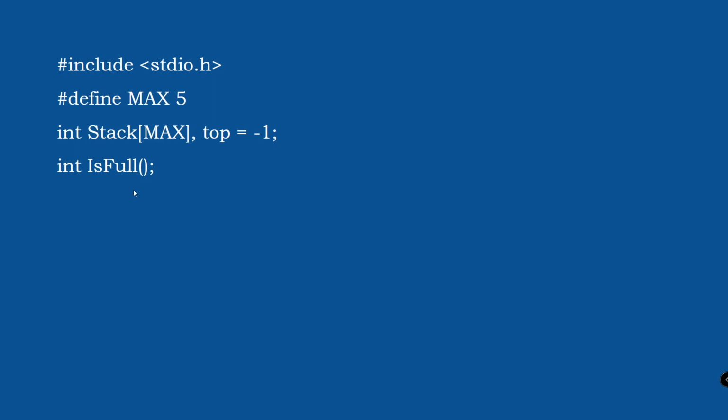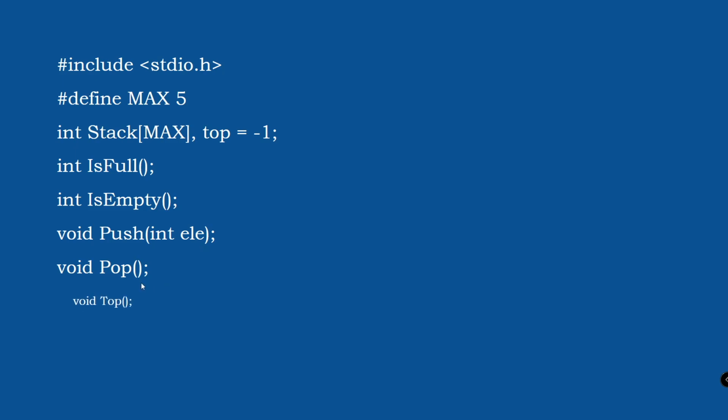int isFull, this will check whether the stack is full, and then int isEmpty, this will check whether the stack is empty, and void push(int element), this will push or add the element to the stack, and void pop, this will remove the element from the top of the stack, and void top will tell what is the top element in the stack, and void display is the function that displays all the elements on the screen.